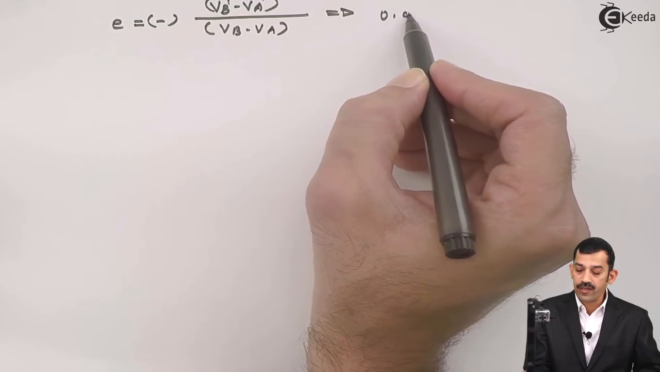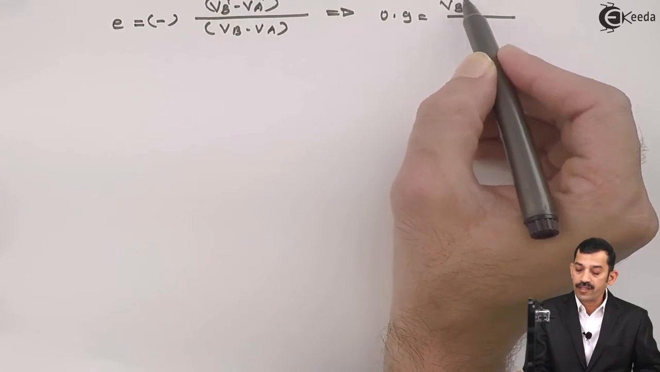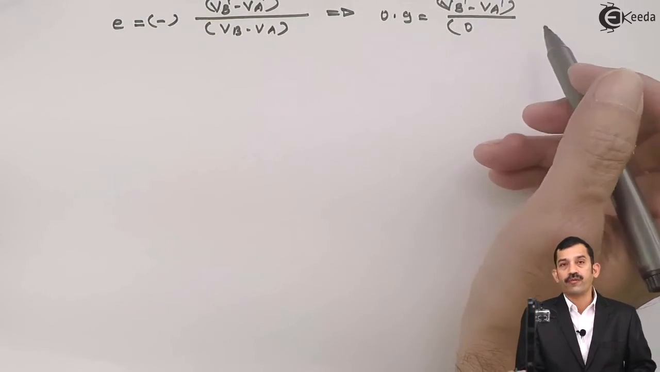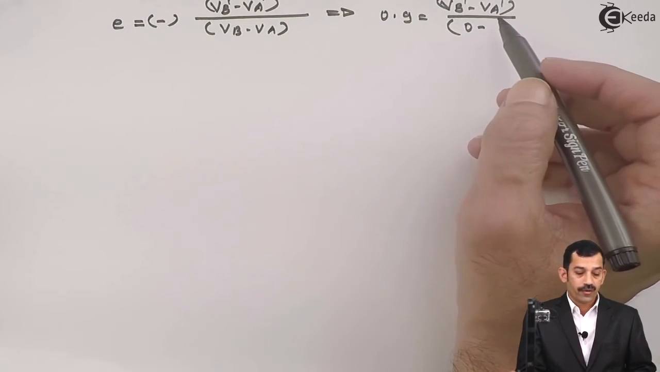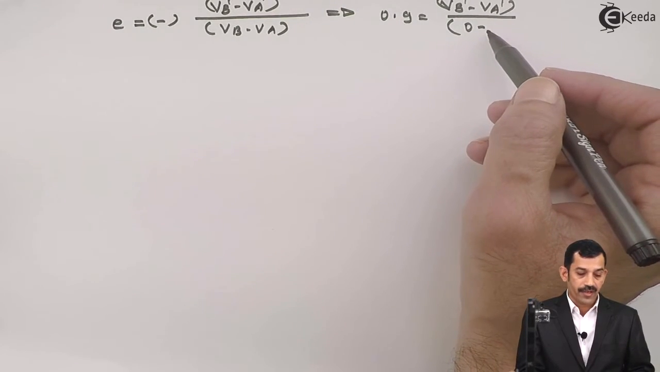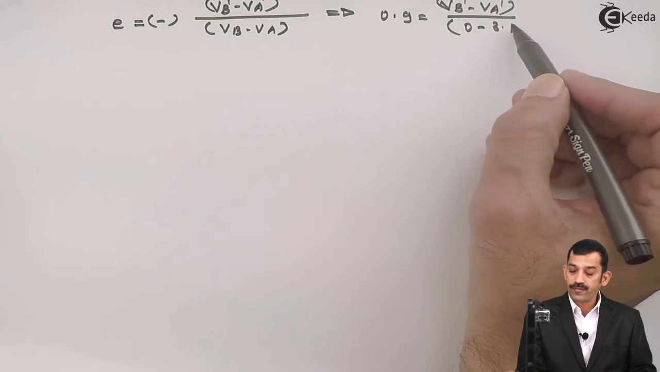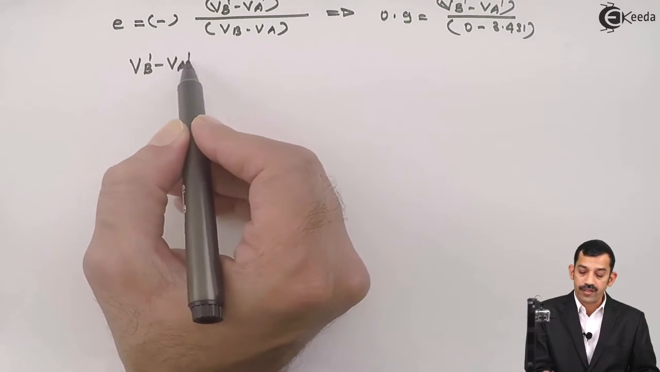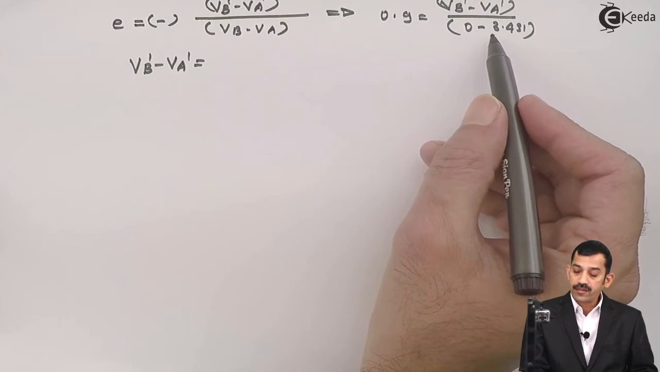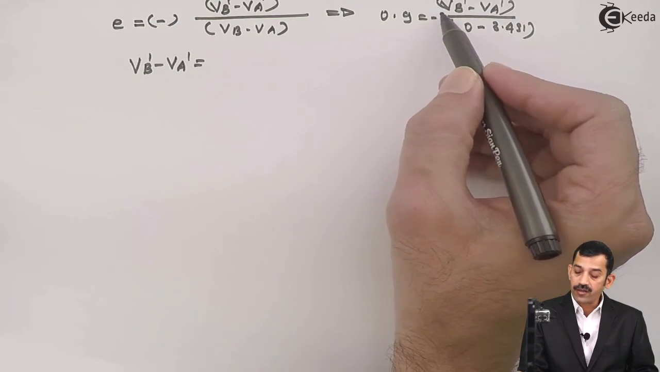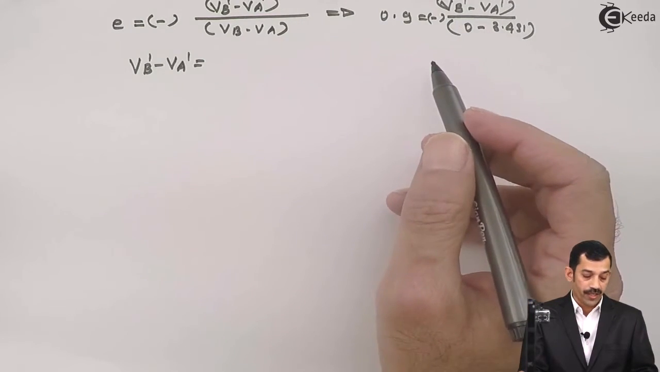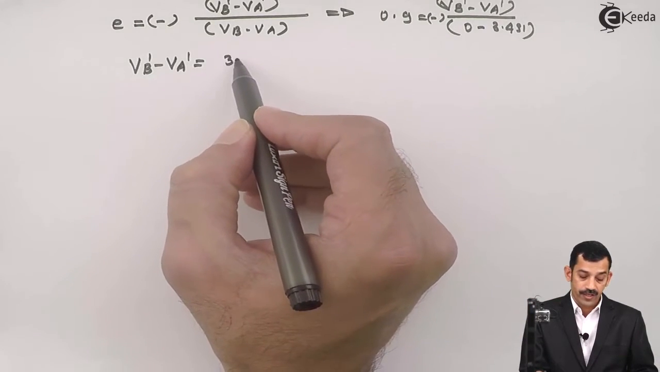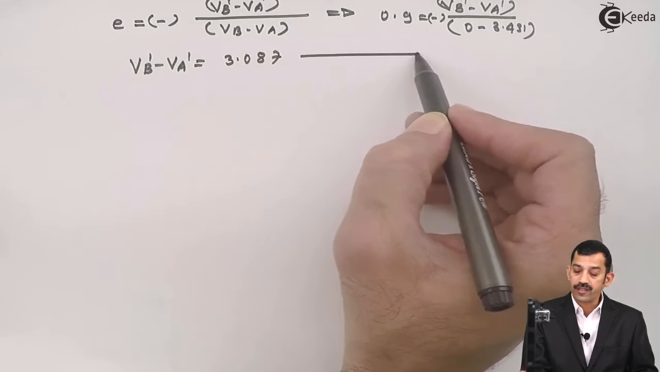Therefore, e equals 0.9, and VB dash and VA dash are unknown. VB, the velocity of the bob of a simple pendulum, is 0, minus what you have calculated, this VA value, 3.431. That means using this equation, we get VB dash minus VA dash equal to minus 0.9, and since there is already a minus sign, minus minus gives plus. Finally, VB dash minus VA dash equals 3.087. This is equation number 2.